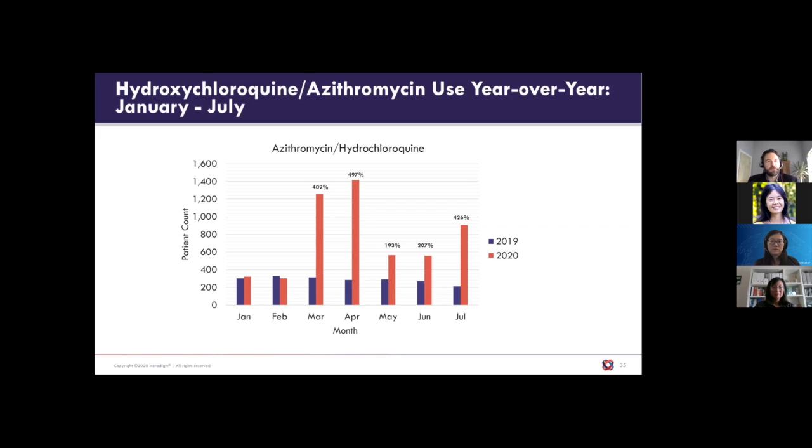So this is a year-over-year comparison. We're comparing 2020 to 2019. March 2020 utilization of hydroxychloroquine and azithromycin was 4 times higher than March 2019. April 2020 was 5 times higher than April 2019. Relatively speaking, things did settle down a little bit in May and June. They were only about double for 2020 versus 2019, and they kicked back up to a 4-fold increase in July of 2020 versus 2019.